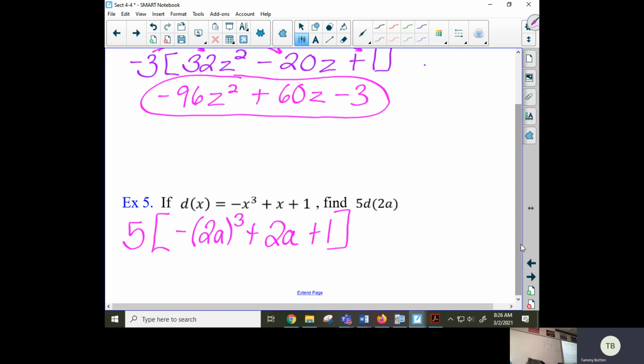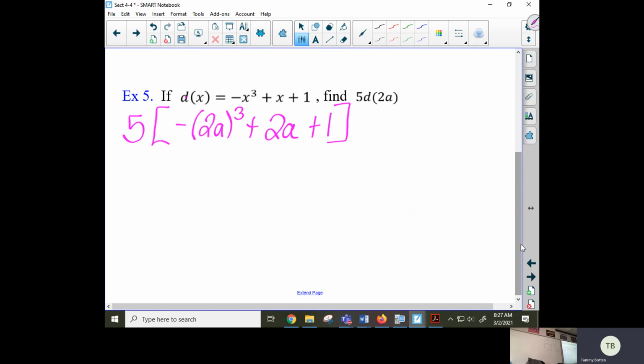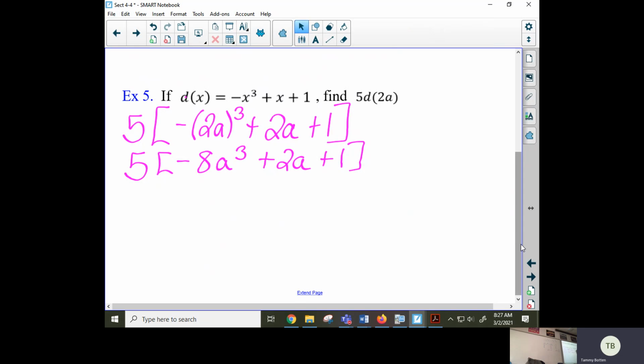Now, this 5 out here is what we multiplied by. The d is the actual function, and we just put 2a in for each x. So now we just have to simplify. So here we have 5. We're going to still have that minus sign. Do you guys know what 2 cubed is? 8. Yep, 2 times 2 times 2 is 8. And then a to the third plus 2a plus 1. Okay, and then we're just going to distribute.